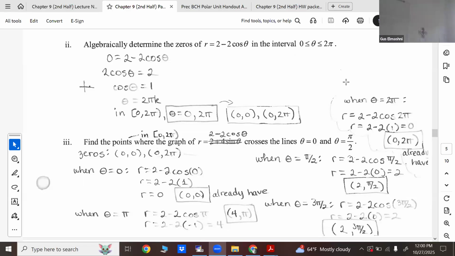Plug in 0 for R, work it out. Should get close to equals 1. That happens clearly at 0 or 2 pi. So that works there. Obviously, replace theta with 0, pi over 2. If you replace it with 0, you should get 0, 0, which we know. If you replace it with pi, you get 4, pi, which you know is the outer far off to the left. And of course, if you plug in 2 pi, you should get back to 0 for R. If you plug in pi over 2, you should get 2. 3 pi over 2, you should get 2 again.